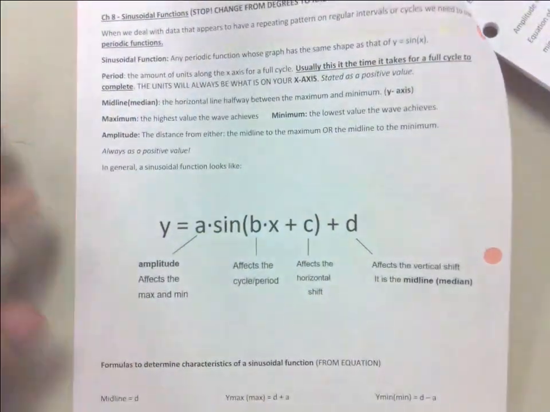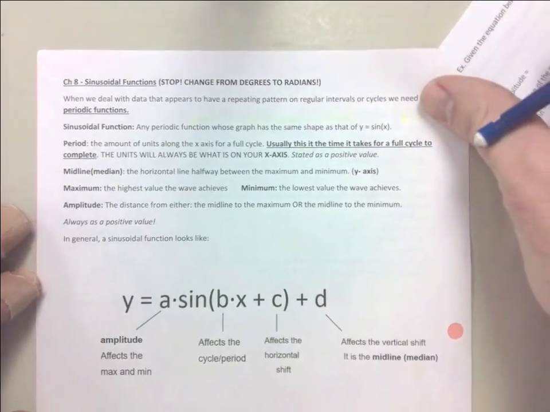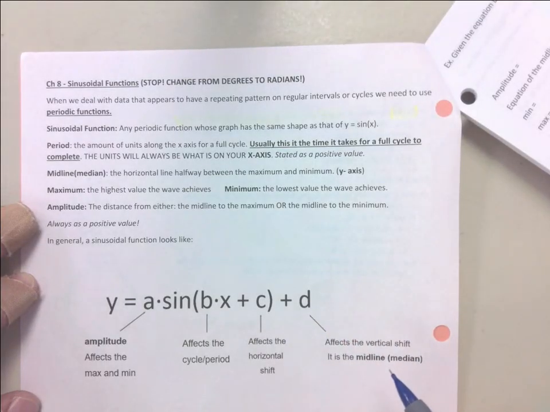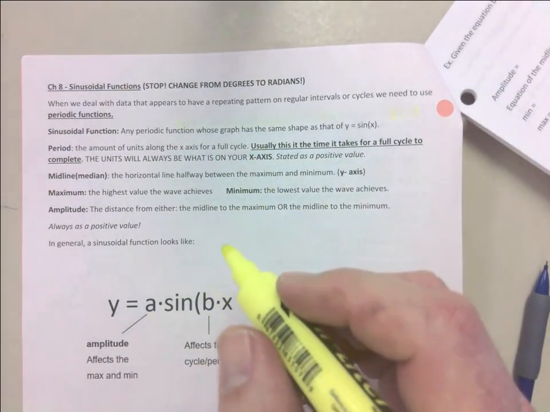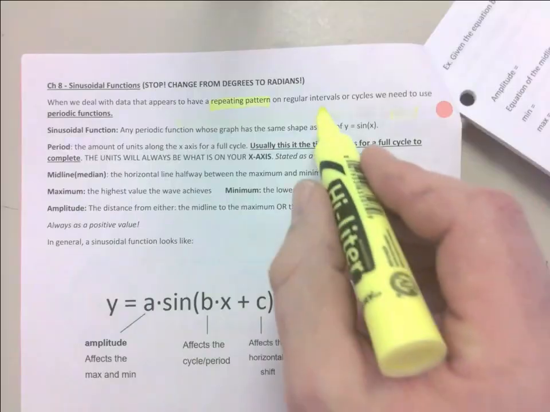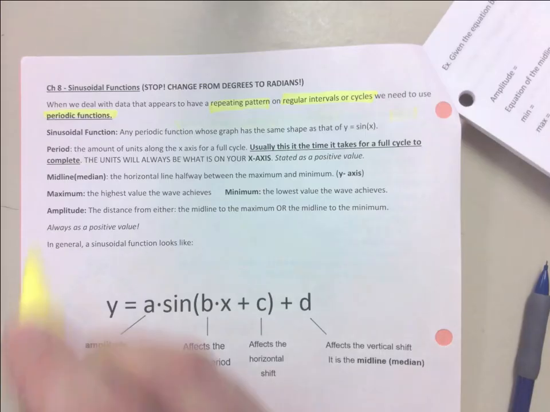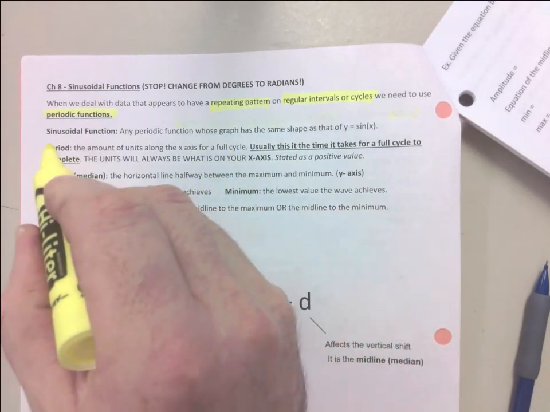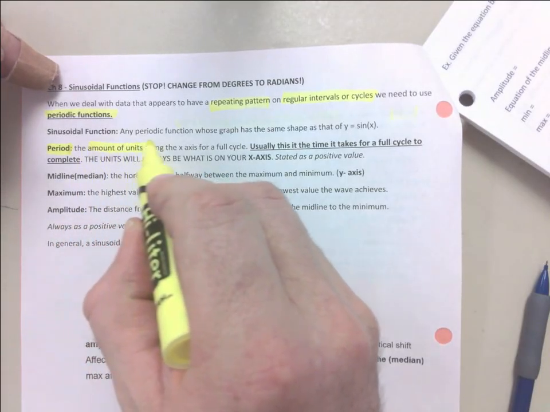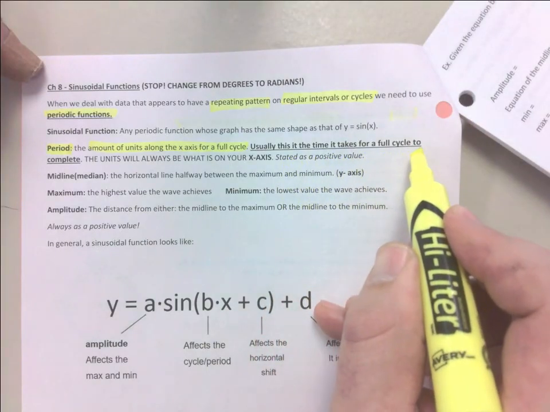Here's where we look at a sinusoidal function. Some terminology. Page 3. And I tell you stop, change from degrees to radians. We did that already, so we're good to go. Okay, so when we deal with data that appears to have a repeating pattern in regular intervals or cycles, we deal with periodic functions. Okay? A sinusoidal function is any periodic function whose graph has the same shape as that of y equals sine of x. The amount of units along the x-axis for a full cycle is what we know as the period. Okay, so that's important. The amount of units along the x-axis for a full cycle is called a period. Usually this is the time it takes for a full cycle to complete.